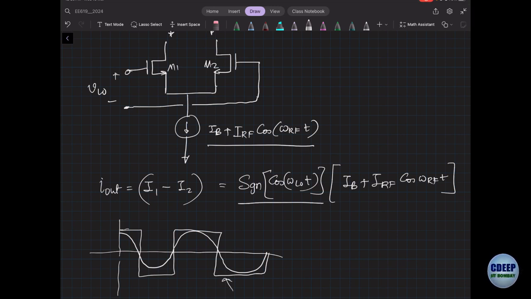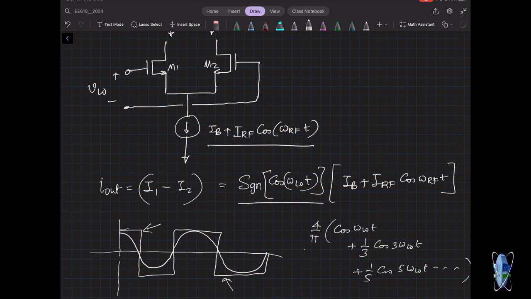This square wave will have a lot of harmonics. Agree? And what are we interested in? The harmonic at a low frequency only. So you can write this square wave in terms of, basically it's given by 4 by pi, and this derivation I won't go through, times cos of omega LO t plus 1/3 cos 3 omega LO t plus 1/5 cos 5 omega LO t, et cetera. I'm just representing this square wave by its terms. So what we are interested in is this part, 4 by pi. Agreed?